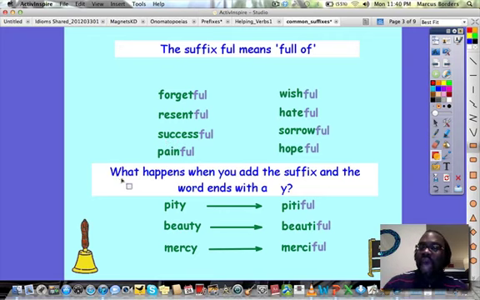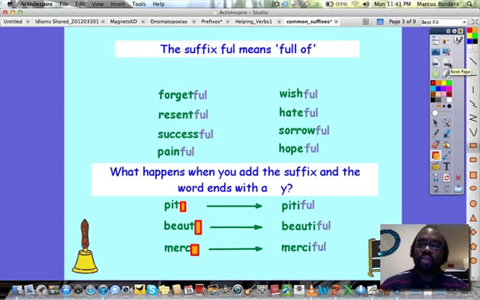And also, what happens when you add the suffix and the word ends with a Y? So we have pity, and we want to say we're full of pity. We actually drop that Y, change it to an I, and then we add full. So anytime you have a Y on the end of your word and you're trying to add a suffix to it, you change that Y to an I, and then you add your suffix. In this case, our suffix will be full.